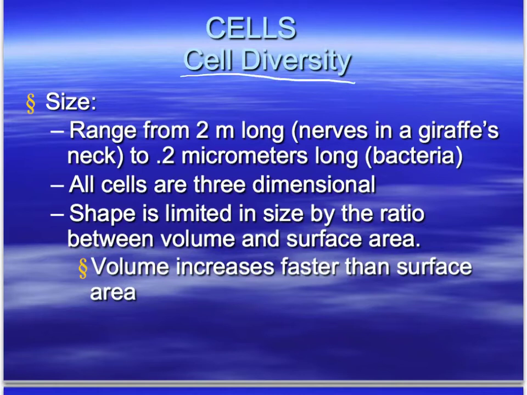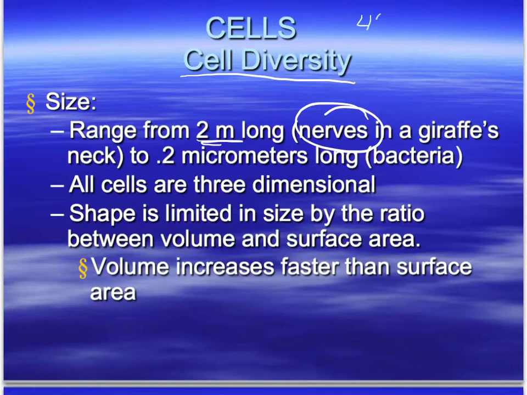Now, the diversity of cells that exist out there is just absolutely enormous. I mean, we have hundreds of different types of cells that exist in our body. And then when you look at the different species that exist on the planet, the diversity is just extraordinary. For example, the nerves in a giraffe's neck can be up to 2 meters long. So 2 meter sticks long. And you compare that to 0.2 micrometers long, like the bacteria.